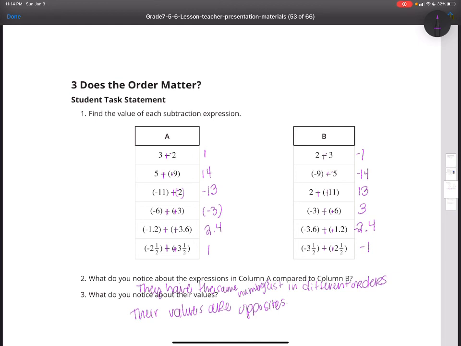So if you had any questions about this student task statement, guys, please refer to your manager's Google Meet session. And please remember that the additive inverse is basically adding the opposite. So the key theme of subtracting integers is subtracting a number is the same as adding its opposite.